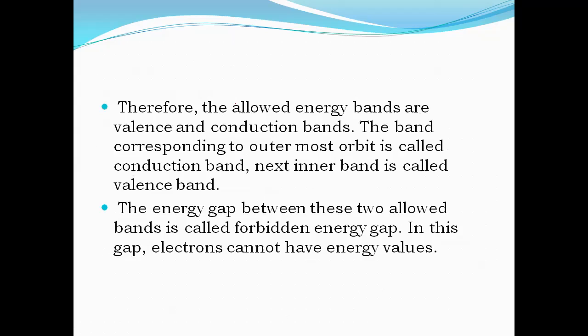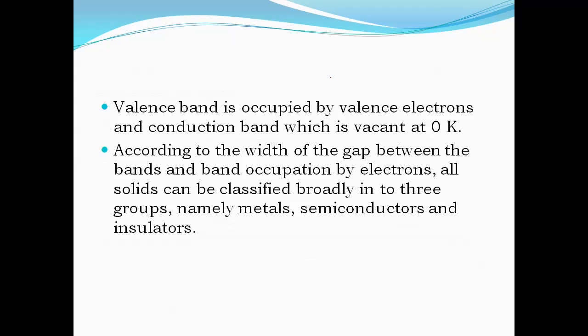Therefore, the allowed energy bands are valency and conduction bands. The band corresponding to the outermost orbit is called the conduction band, and the next inner band is called the valency band. And the energy gap between these two allowed bands is called the forbidden energy gap, where the electrons cannot have any energy values. So the valency band is occupied by valency electrons, and the conduction band is vacant at 0 degree Kelvin.